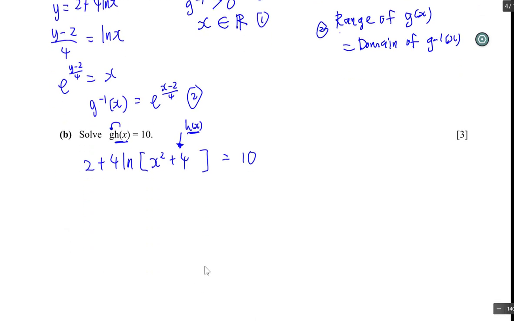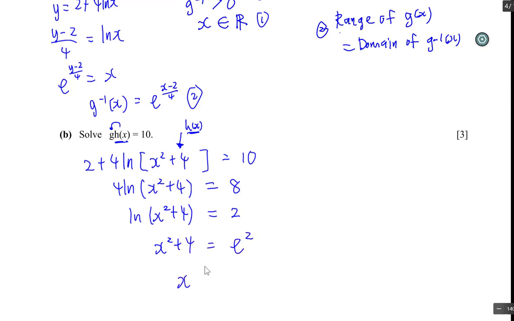Then I will just solve this one, which is 4 ln (x squared plus 4) equals 8. Then ln (x squared plus 4) equals, divided by 4, 2. Then x squared plus 4 equals e squared. Then x, straight away do it, equals the square root of e squared minus 4, positive negative.